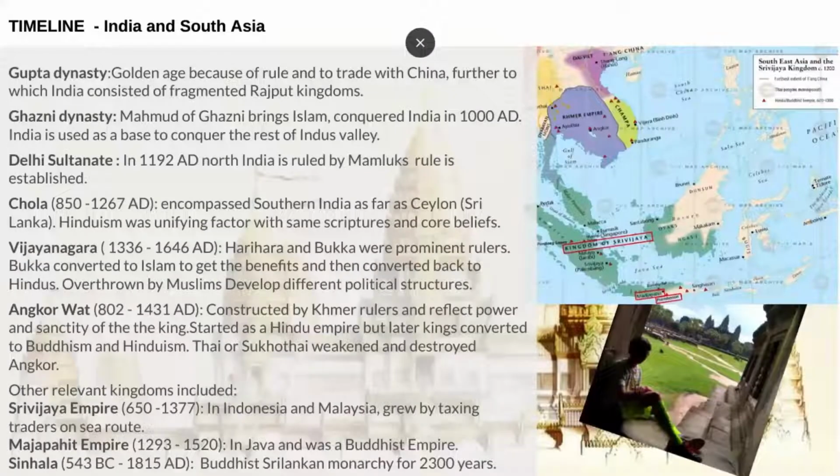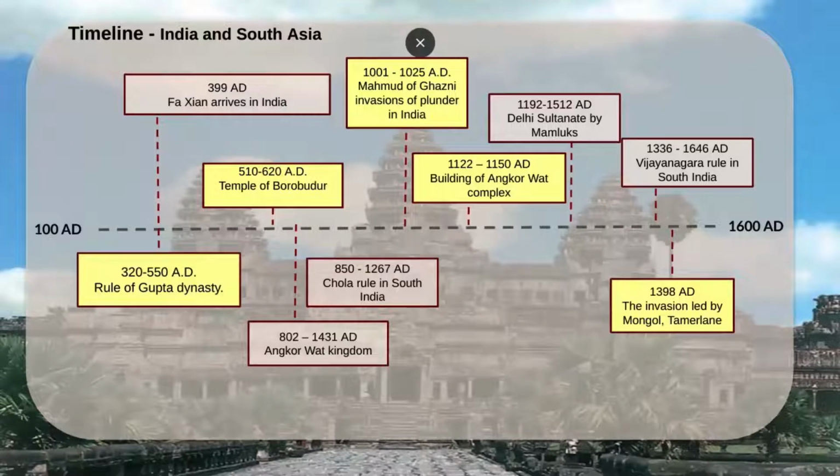Timeline. There are 5 important milestones. From 320 to 550 AD, the Gupta dynasty brings in the Golden Era. It was the last large unified empire in northern India. Further to the decline of the Gupta Empire, segregated small Rajput kingdoms arose.